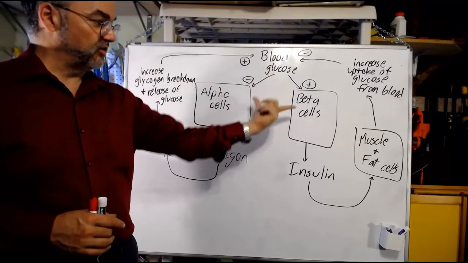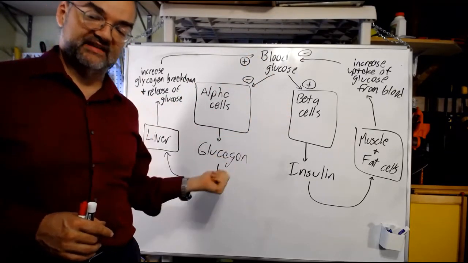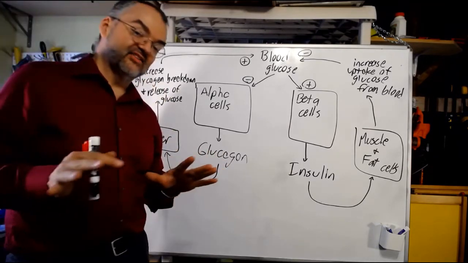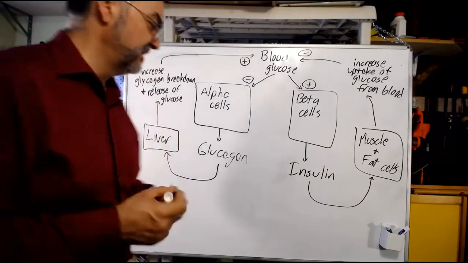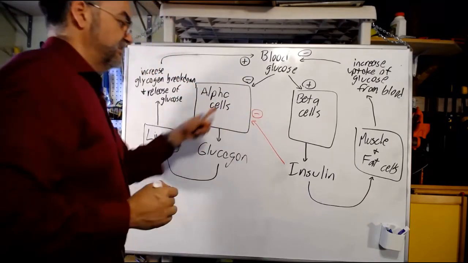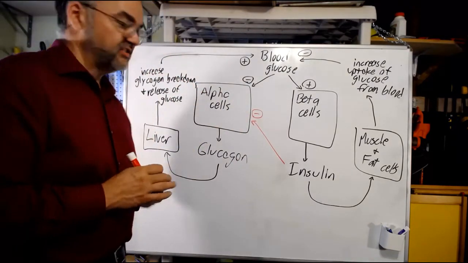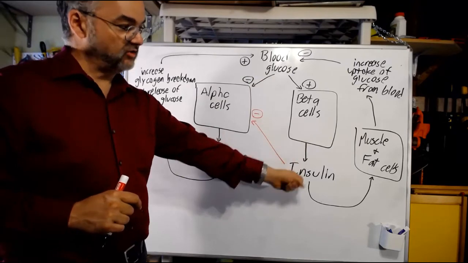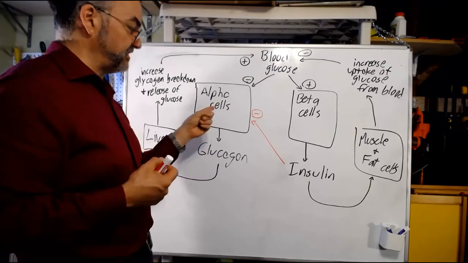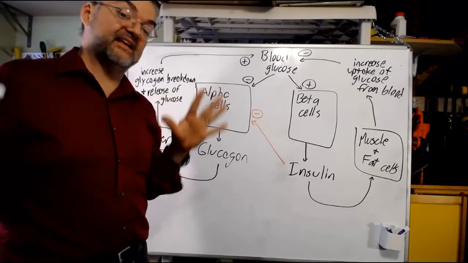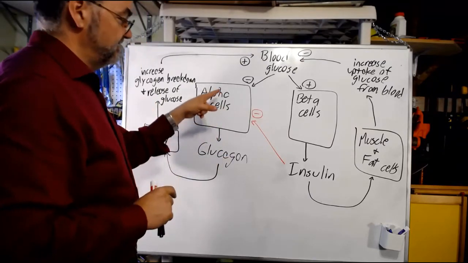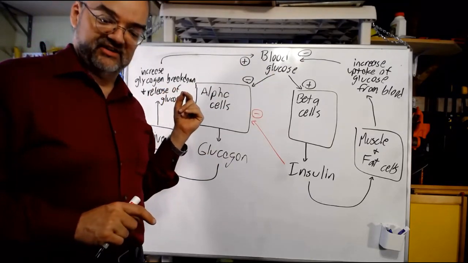Same thing being monitored, but two different integrators which make different effectors, if you want to think of it that way. And there's a couple of other ways in which these interact. One of them is that insulin suppresses alpha cells. So if the beta cells make insulin, not only is that insulin telling us to take glucose out of the blood into the muscle and fat cells, but that also specifically tells the alpha cells, I'm making insulin now. I'm getting our blood sugar down. Don't make glucagon. So that's one way in which we have another interaction here.